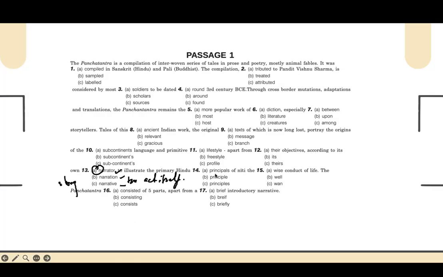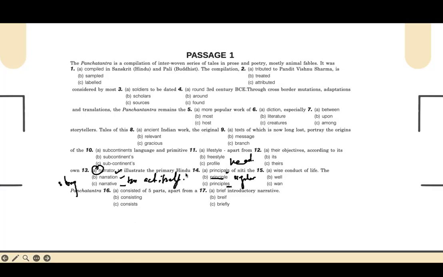To illustrate the primary Hindu, again the option comes here. Principle, P-L-E, is a singular form. No S is written here, but principles is needed here. We need something with S, plural. Principal is the head of a school or an institute. That is the principal. So read it again.